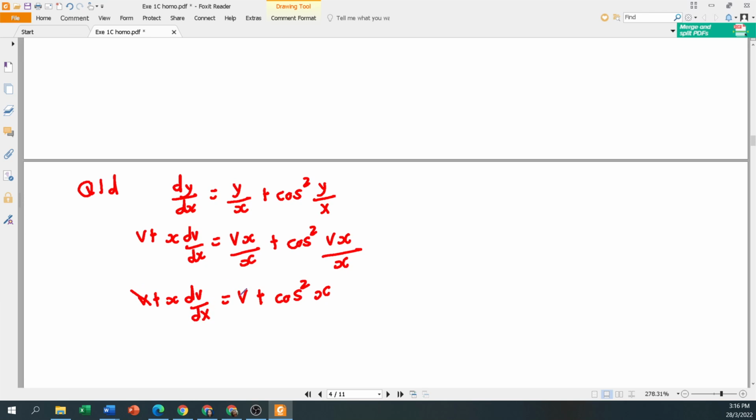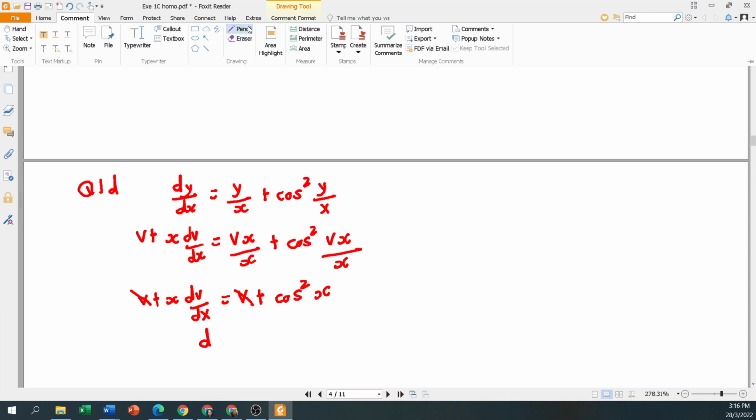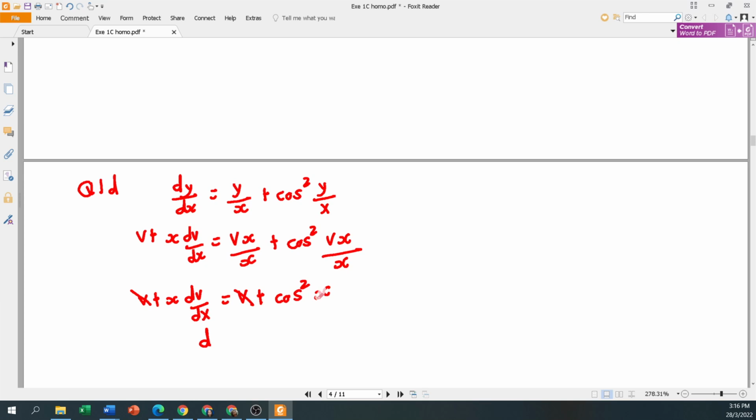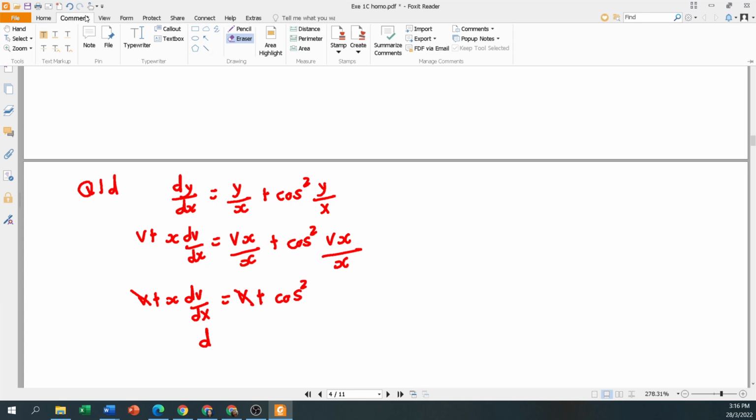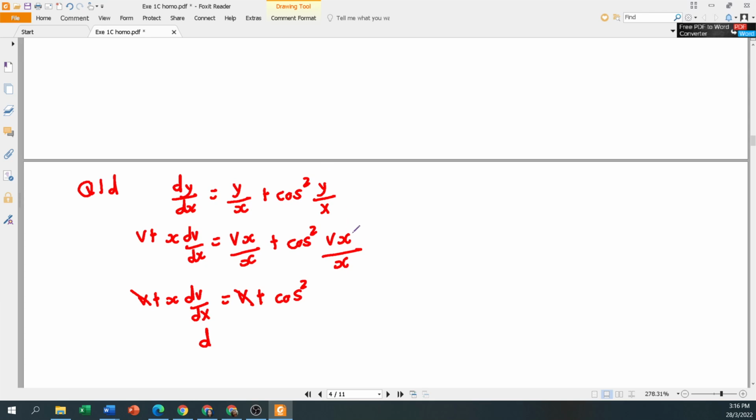So left side, right side, you've got v, cancel out. So you have x dv/dx equal to cos squared v. Sorry, this is v. Because you cancel, the right side is cos squared v. Hence you get x dv/dx equal to cos squared v.